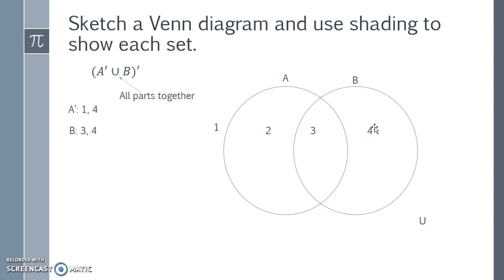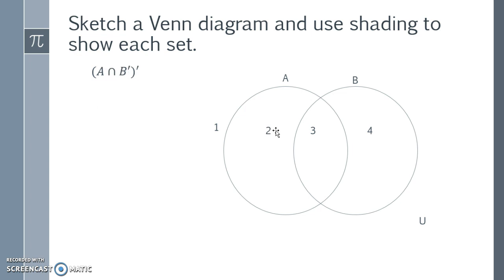I know that the union is putting all of those parts together. So putting all of the parts together would be section 1, 3, and 4. And then finally doing the prime part of this. So what is not in section 1, 3, and 4? Well, the only part that is not in section 1, 3, and 4, the only leftover would be section 2. So that's the only part that I would need to shade.